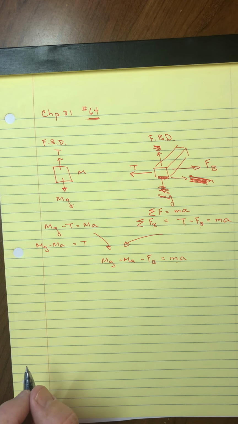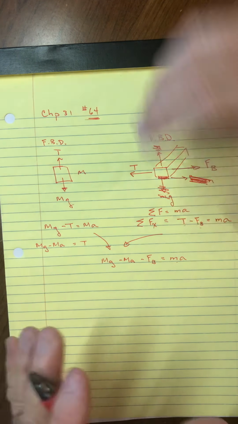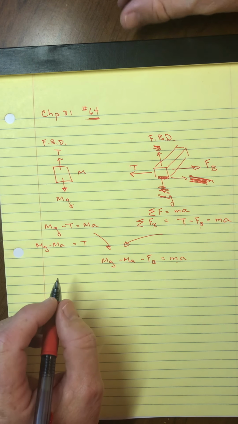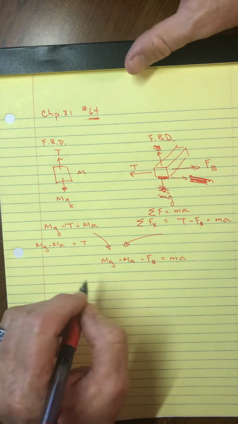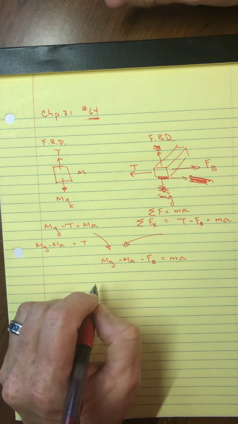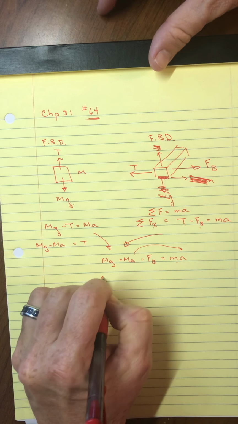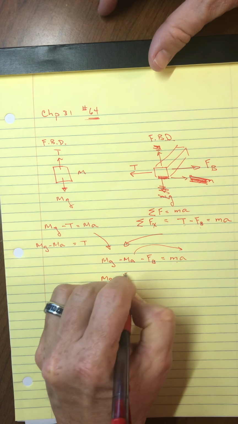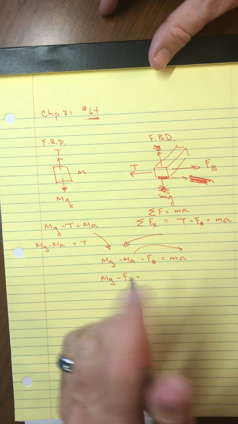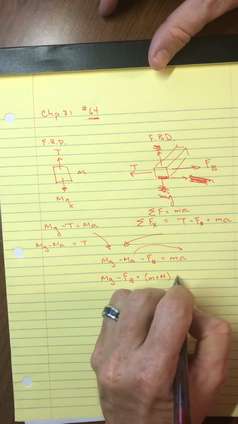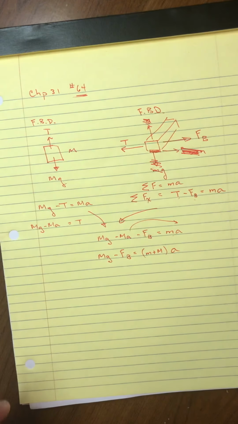Now is where maybe we want to combine and do this current chapter. Well, maybe it's a little early. I'll just leave it the way it is. Nah, those each have an A in them, so I'm going to move them together. So what I have is mg minus the magnetic force. When I move this over to here, it becomes little m plus capital M times A.